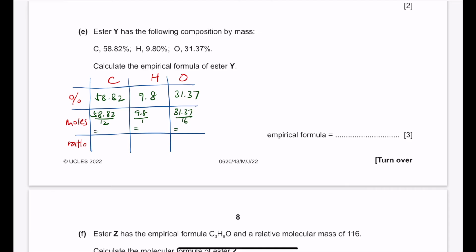So eventually you would obtain 4.9, 9.8, 1.96. Okay, for the ratio, divide by the smallest number, which is 1.96. So divide each number by that. You get 1, you get 2.5, you get 5. So remember, you cannot simply round off the number. So we can turn the decimal to whole number by what? Okay, remember, always start multiplying by 2, 3, 4, 5, and so on. So 2.5 to whole number, we can do it by multiplying by 2. So eventually you get 5, 10, and 2. So the answer is C5H10O2. Okay, easy 3 marks.